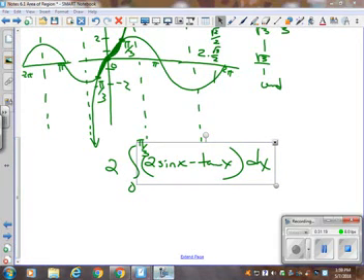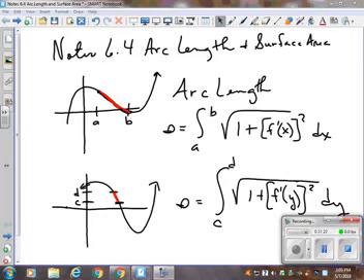And I'm going to pause the video. So in these problems, we're finding the length of an arc from A to B or C to D. You just got to know which letters it's about. A to B is all about x's, C to D is all about y's.